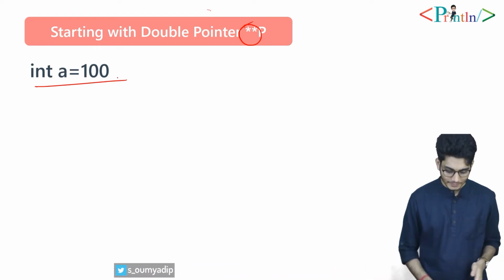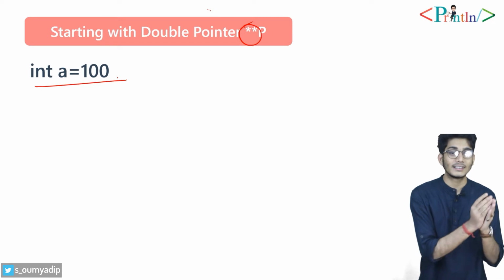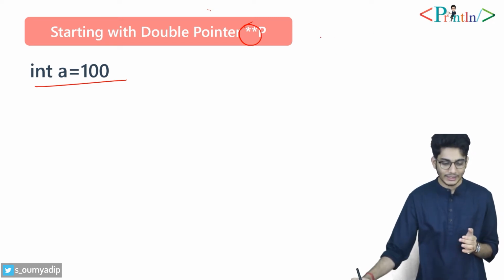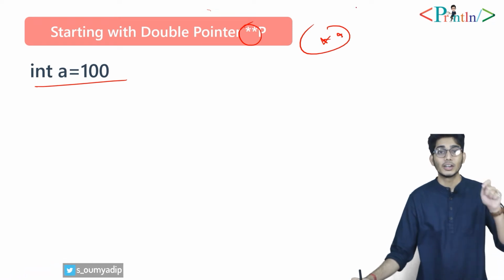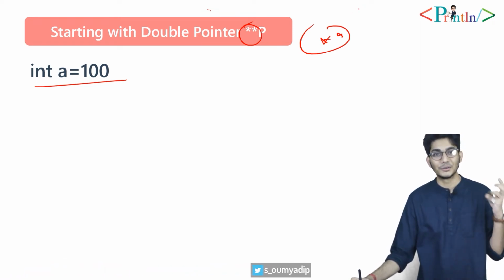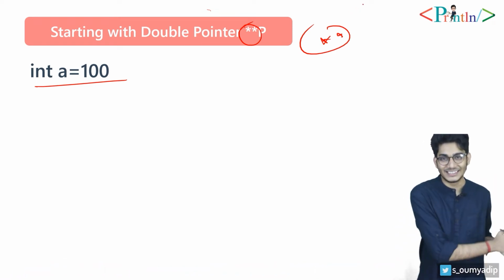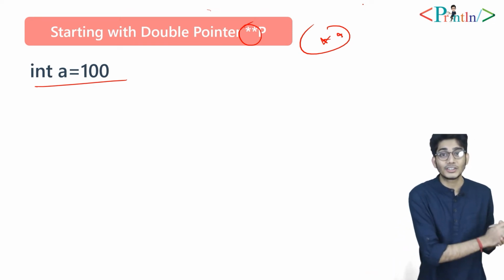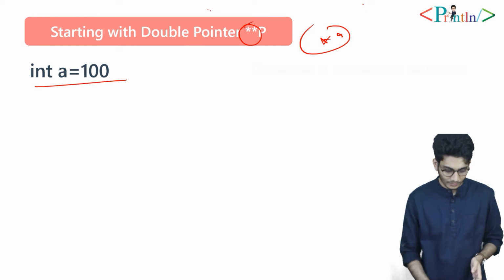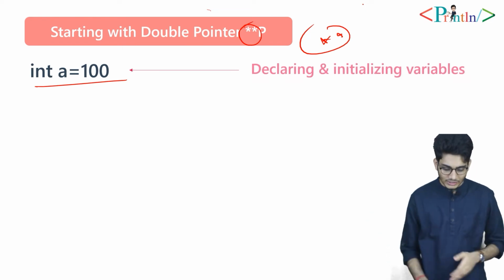That is 100. So for storing the address of A, do we need a double pointer? Just pause this video and write in the comment section. Do we need 1, 2, 3? I think you have written the comment. So we do not need any double pointer for storing the address of a variable. We are declaring and initializing the variable.